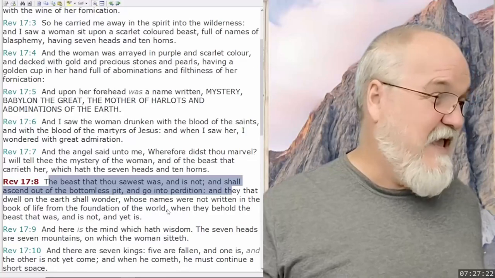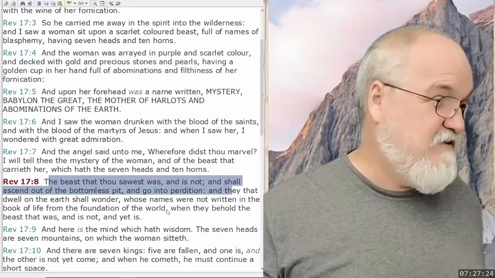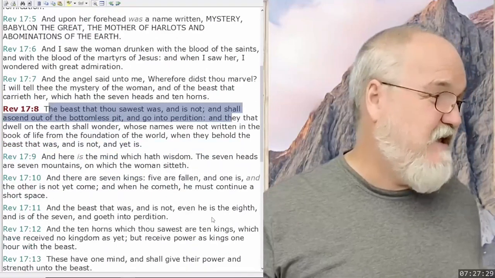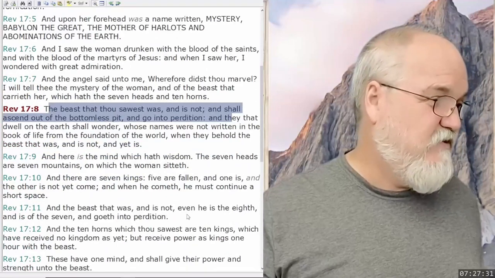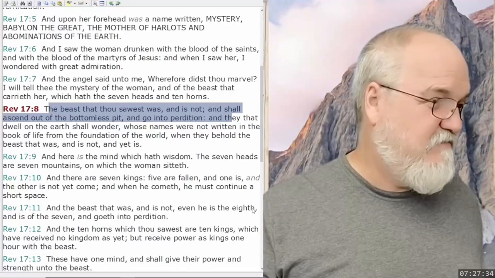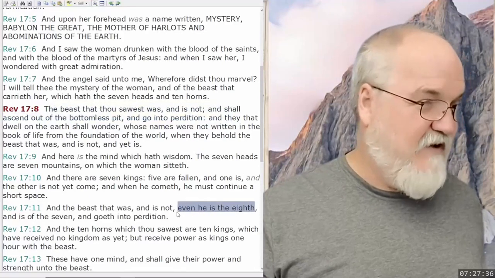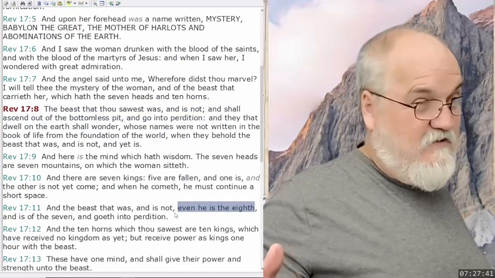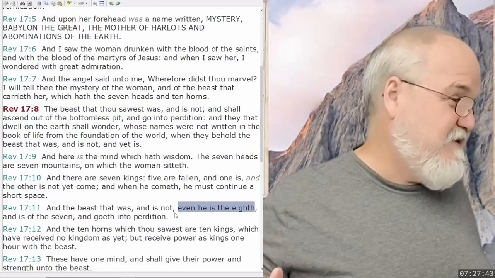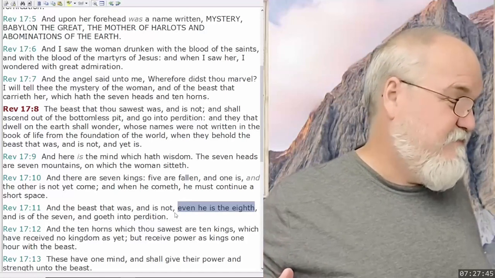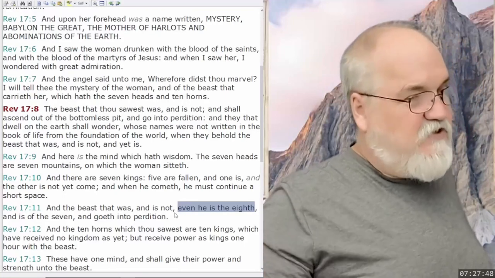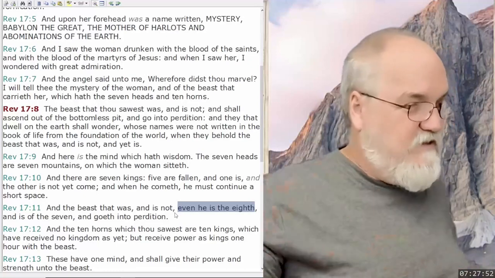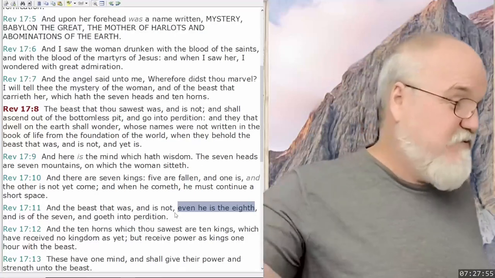Now, when we deal with the eighth, it says he's going to be the beast that was and is not, even he is the eighth and is of the seven. So if he's the eighth, it just means the eighth would be a head. But this head is a head that's already existed. So it's just another head. So that means we have these seven heads that progress, but one of those heads is going to be repeated again, that it's going to be resurrected.